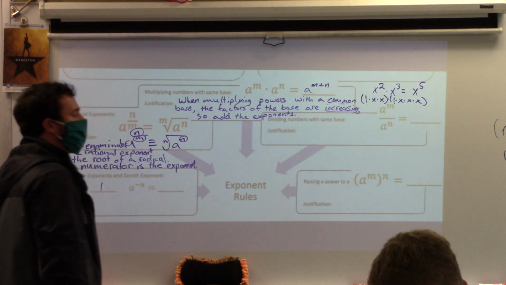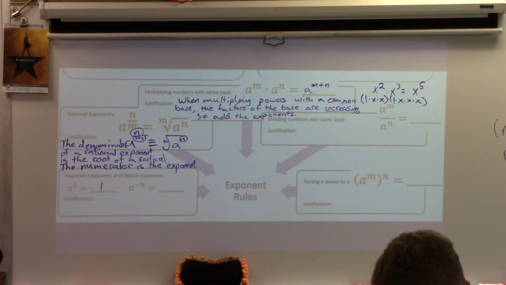Now, you can use that example as justification to show that idea, but when we're multiplying powers with a common base, the factors of the base are increasing, right? So the number of a's that we're multiplying by increases. That is an explanation of why these things work.